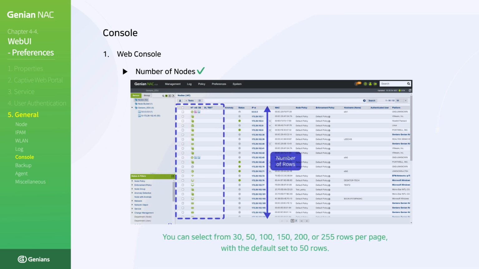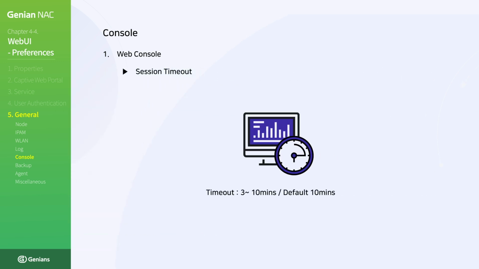The Company Logo for Web Console option allows you to decide whether to use a custom logo for the management console. When the logo is updated, the custom logo will appear in the upper left corner of the console after the administrator logs in.